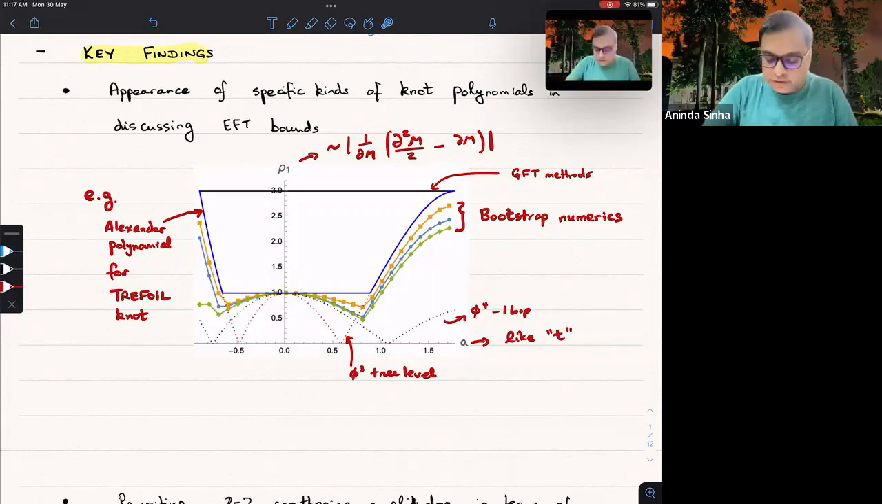Okay, now I understand your question. You're asking why 5.4 is not closer to the bootstrap numerics? I'm not sure. The phi cubed is close to the bootstrap numerics, and you will understand why when I go through the phi cubed. The phi cubed actually saturates; it overlaps with the blue line.